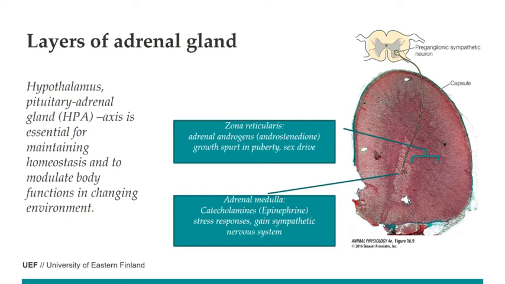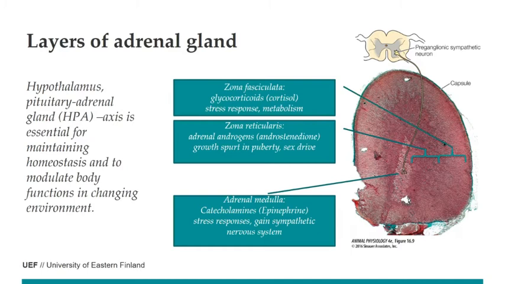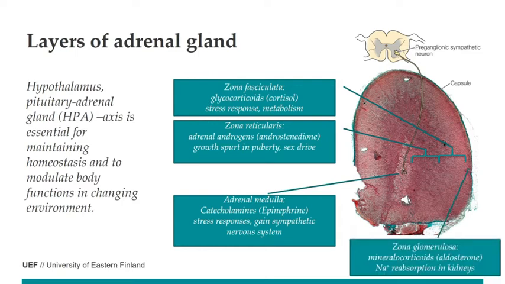And around them we have these darker cells, and they are releasing androgens. Androgens meaning sex hormones, and so they are affecting the growth spurt in puberty and also the sex drive in females. And around this dark area we have cells that are releasing glucocorticoids like cortisol, and they are related to stress and the metabolism. And then the outer layer is mineralocorticoids like aldosterone, and that's not related to stress but to the sodium reabsorption in the kidneys.